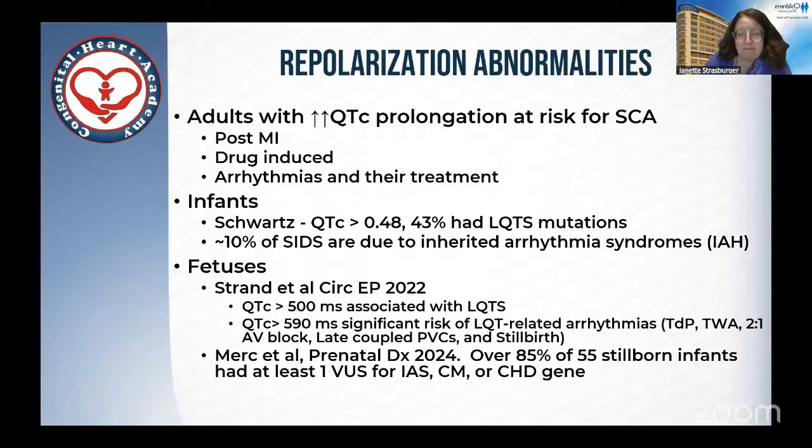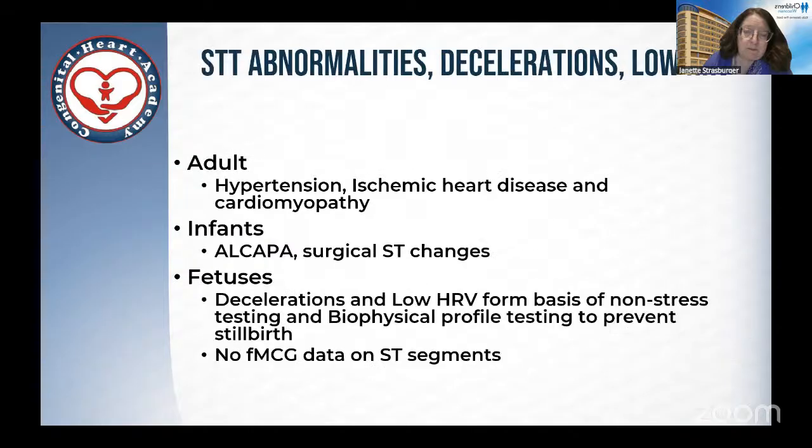And then an interesting recent article by Merck et al. showed that in 85% of the 55 stillborn infants that they studied, 85% of them had at least one VUS for one of the genes for channelopathies, cardiomyopathy, or congenital heart disease. So I think that we're only at the beginning of looking at the impact of genes on long-term survival.